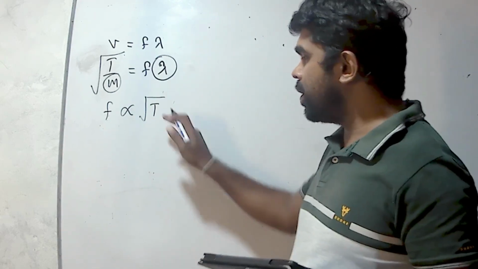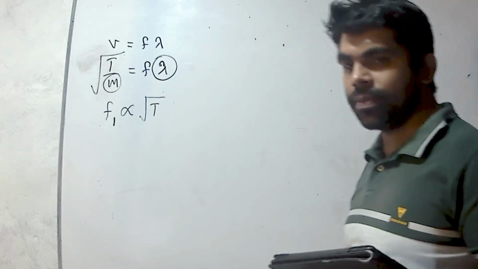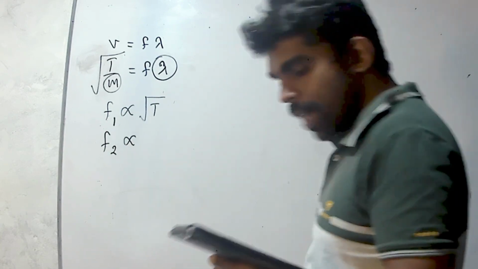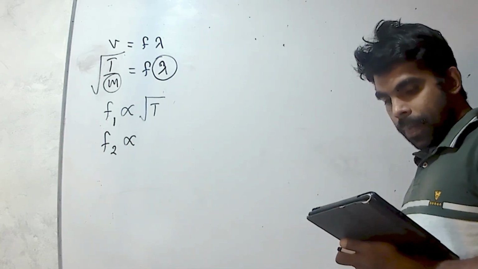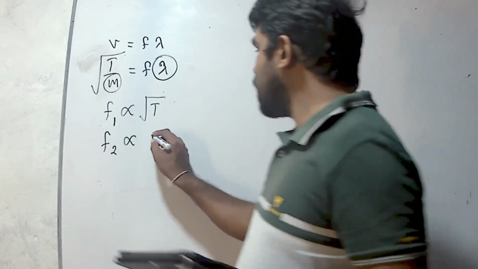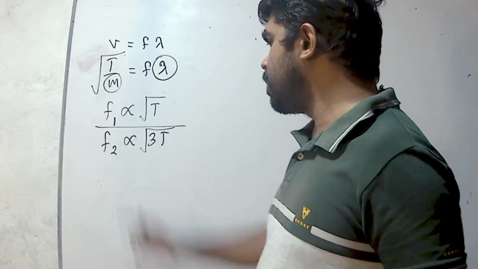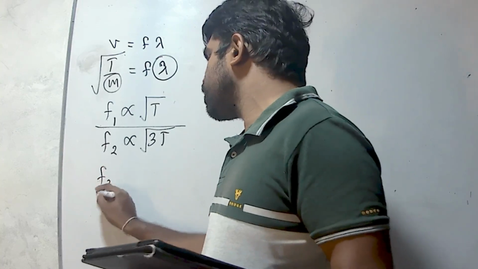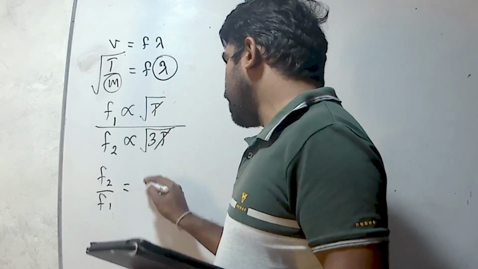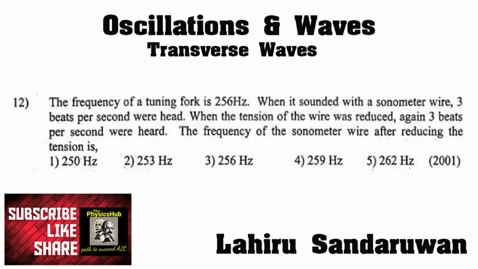For the first situation, I will consider tension as T. Frequency is given as F1. For the second situation, frequency F2, now tension is tripled. It means 3T. There are two equations we can divide. F2 divided by F1 equals, T is cancelling, root 3. Then the answer is root 3.